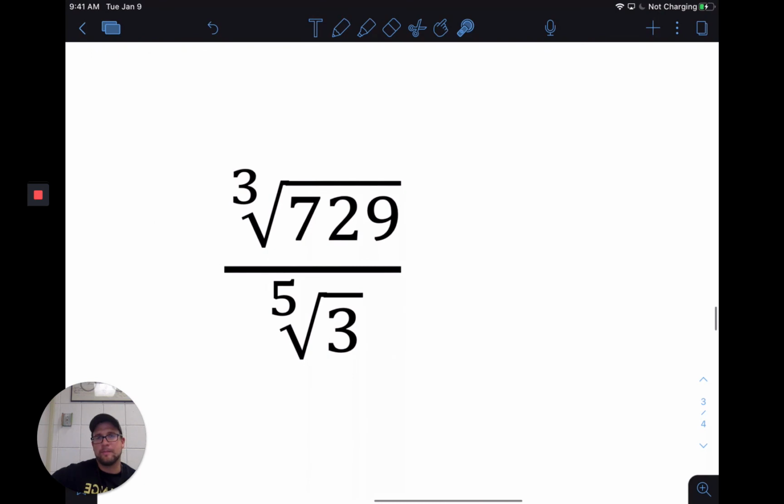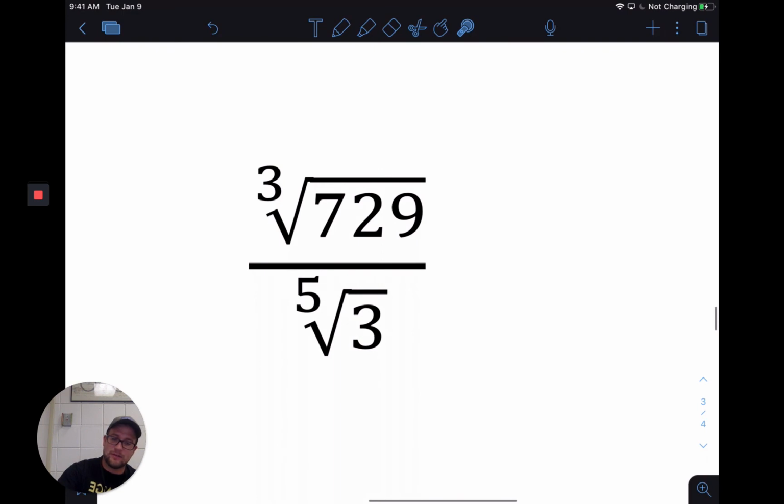Here's another one. Now, on the surface, you might think to yourself, well, we can just combine these like we did on the last one, but in fact, we can't. And the reason for that is because these do not have the same root. This one is a third root, and this one is a fifth root.